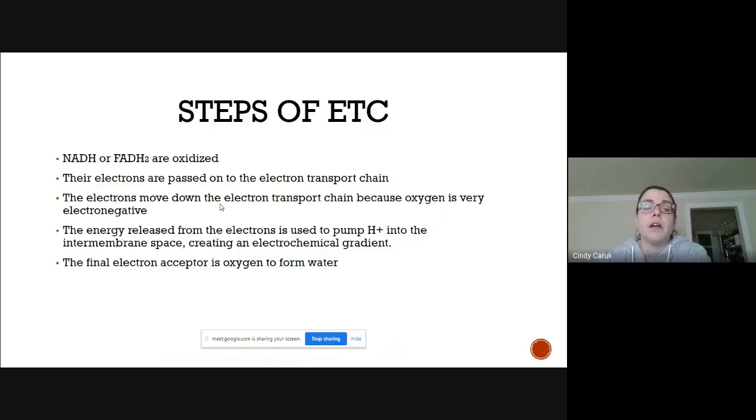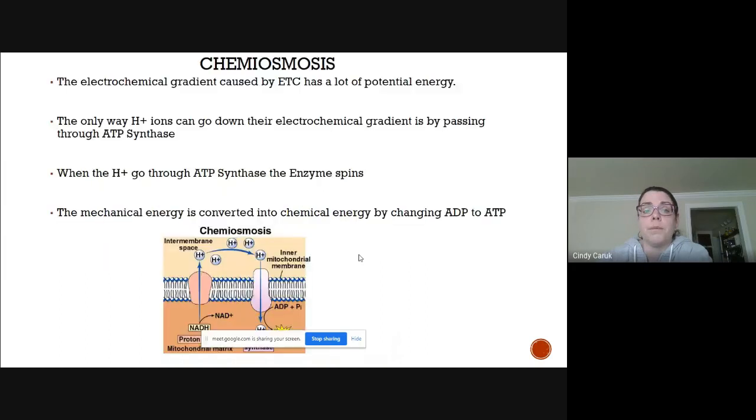As the electrons move down the electron transport chain toward the highly electronegative oxygen, that energy is used to pump hydrogen ions into the intermembrane space. That creates the electrochemical gradient, and the final electron acceptor is oxygen, to form water. So that electrochemical gradient has lots of potential energy. We have lots of hydrogen here, very little hydrogen here.